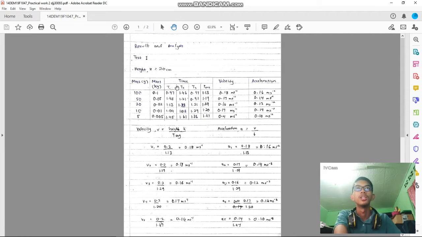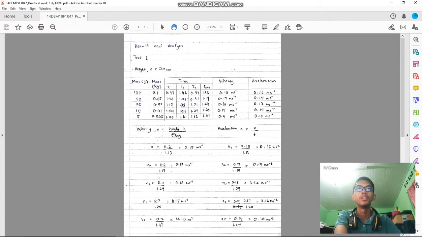Okay, now from the results that we got from the experiment, we get these times. To get the average time, we need to add all these times and divide by 3, and we got this answer, which is the average time. When we get the average time, we can calculate the velocity and acceleration by using this formula.